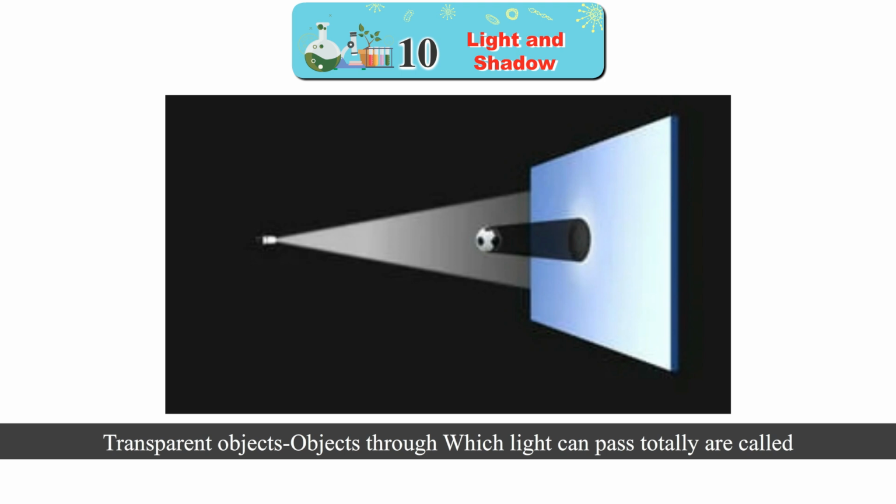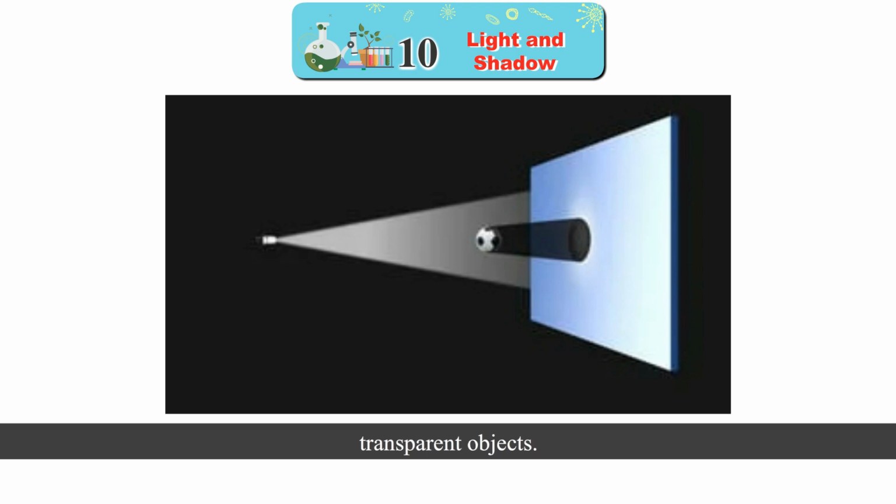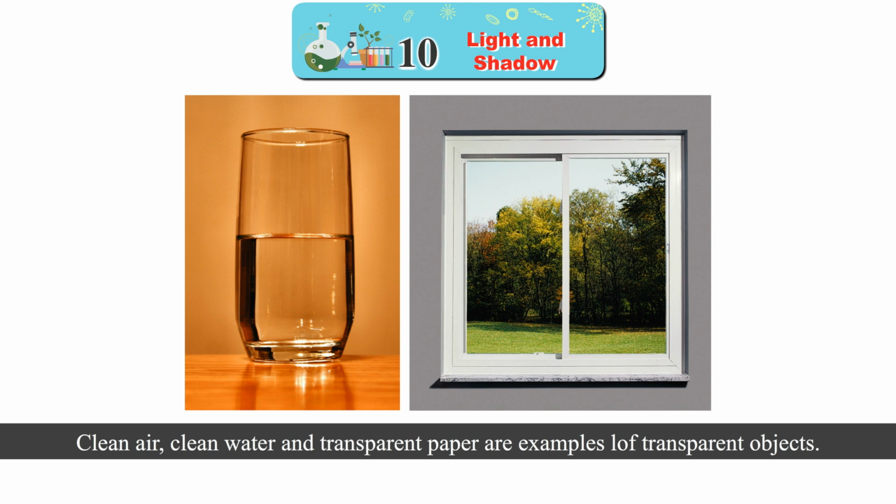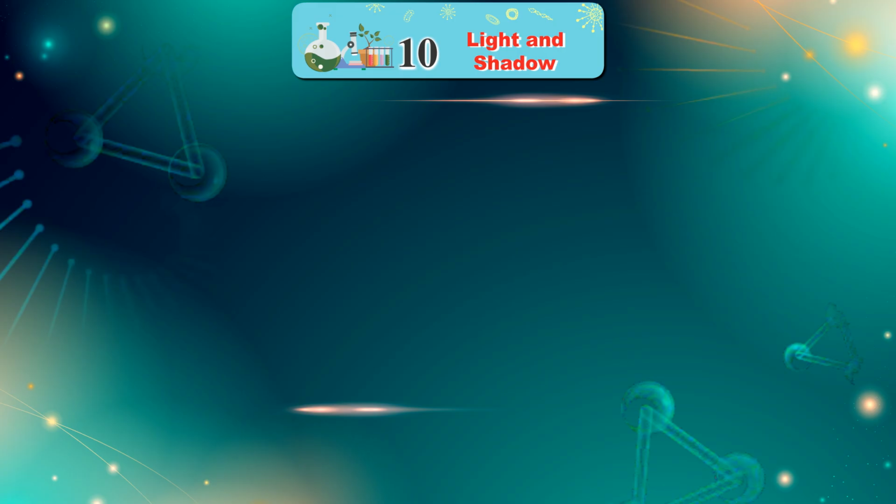Transparent objects. Objects through which light can pass totally are called transparent objects. Transparent objects do not form shadows. Clean air, clean water, and transparent paper are examples of transparent objects.